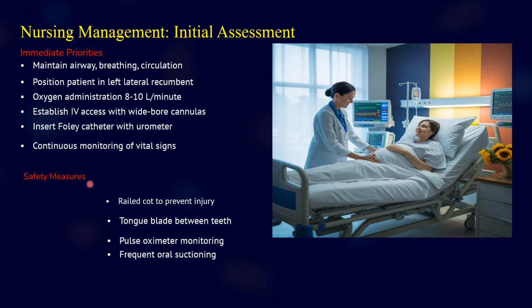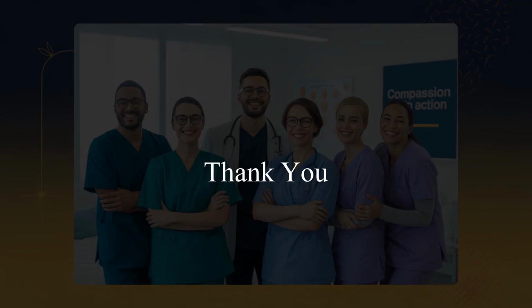What are the safety measures that you have to keep in mind? First is a rail cot to prevent injury. Second, if a mother is convulsing, you have to put a tongue blade or mouth gag between the teeth. Number three is the use of a pulse oximeter to check her saturation, and frequent oral suctioning if there is secretion.